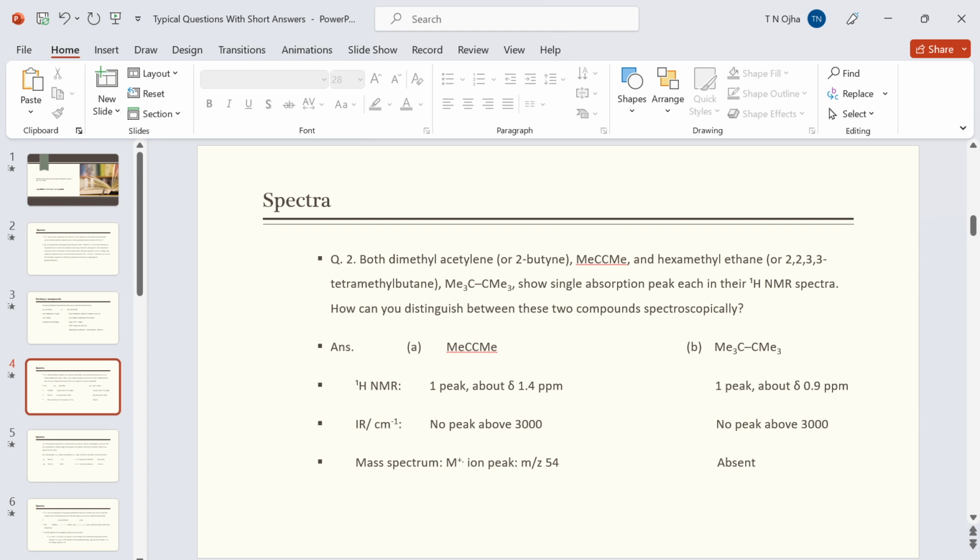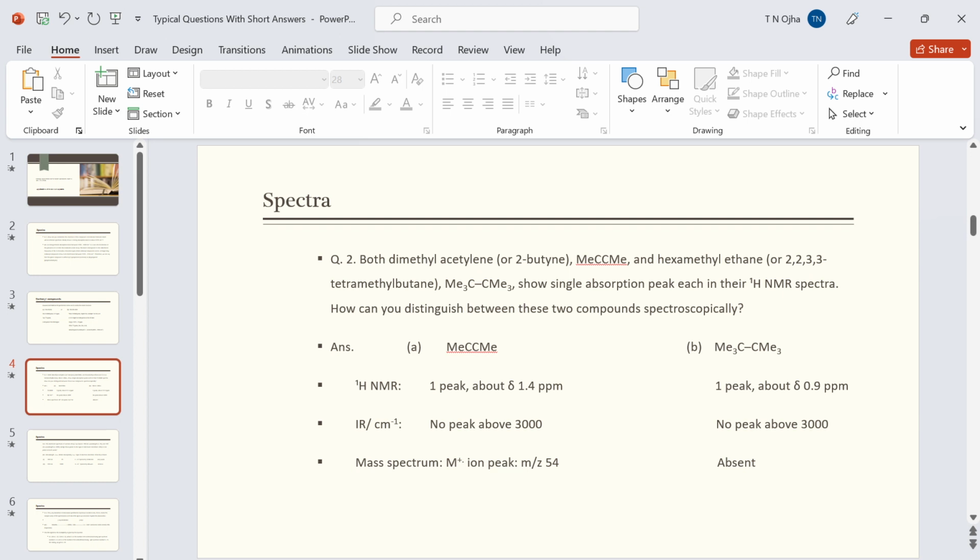Dimethylacetylene will show one H1 NMR peak at about delta 1.5 ppm. Also, the other compound will show only one peak, but the delta value will be around 0.9 ppm. Clear-cut difference between the two.